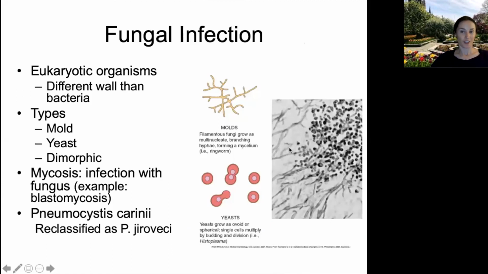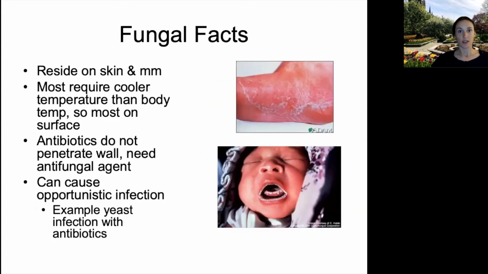So a fungal infection is with eukaryotic organisms, meaning a true nucleus, and they have a different wall than bacteria. The types include mold, yeast, and dimorphic. Mycosis is an infection with fungus. So an example would be blastomycosis. There's also Pneumocystis carinii, which has been reclassified as P. jirovecii. So here are some fun fungal facts.